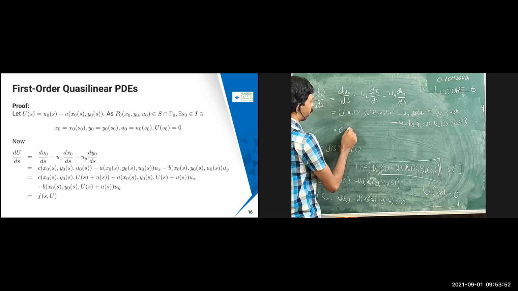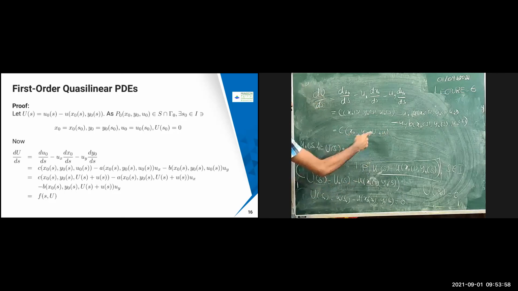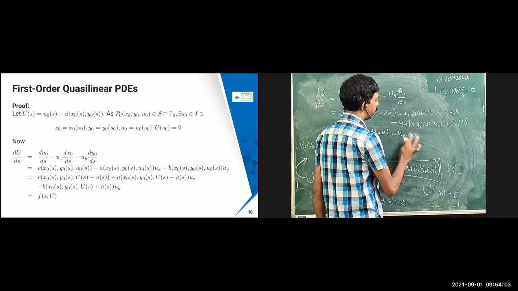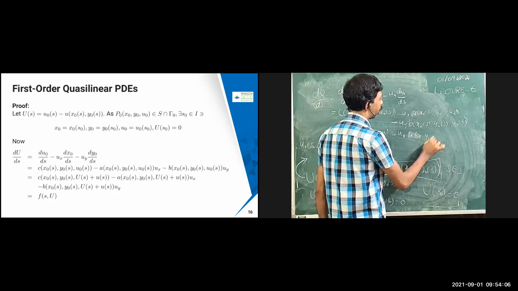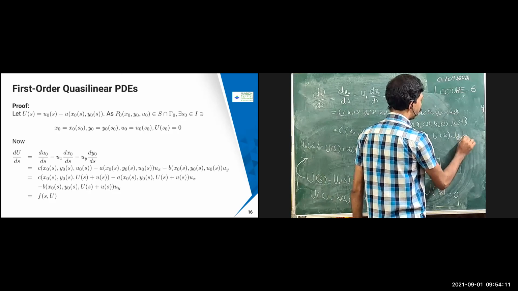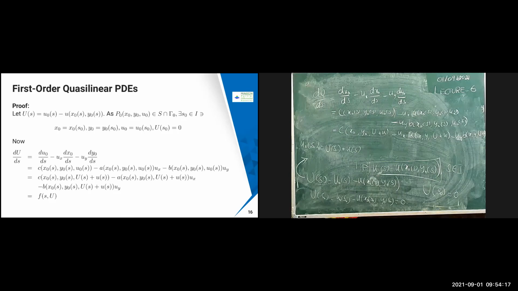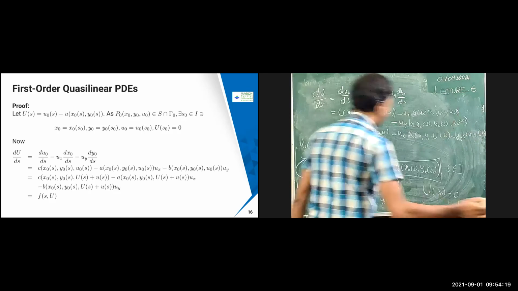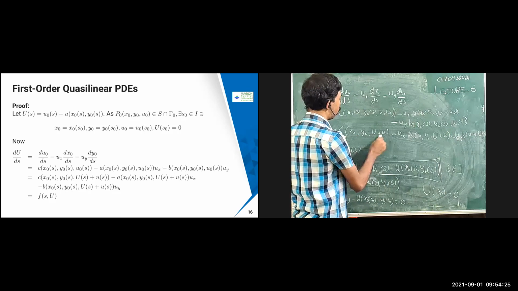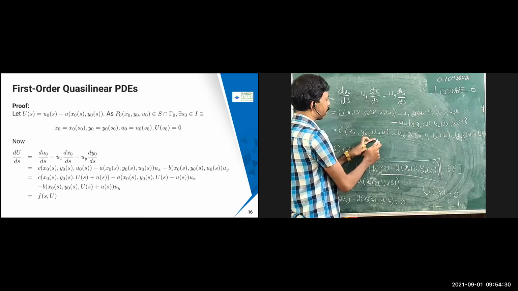Therefore, this is going to become c(x_0(s), y_0(s), U+u), everywhere s is there. Similarly, minus u_x into a(x, y, U+u), minus u_y into b(x, y, U+u). Here x_0 is fixed, y_0 is fixed; everything is a function of s: x_0 is a function of s, y_0 is a function of s, U+u is also a function of s.